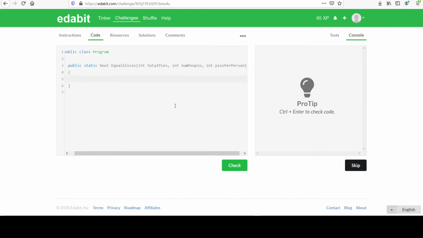Then, to comply, notice there's a return type of bool, we're going to return num people times pies per person. That would be the total number of pies consumed. And we've got to make sure that's less than or equal to the total pies that we have, to make sure we have enough to feed everybody. And this should do it.